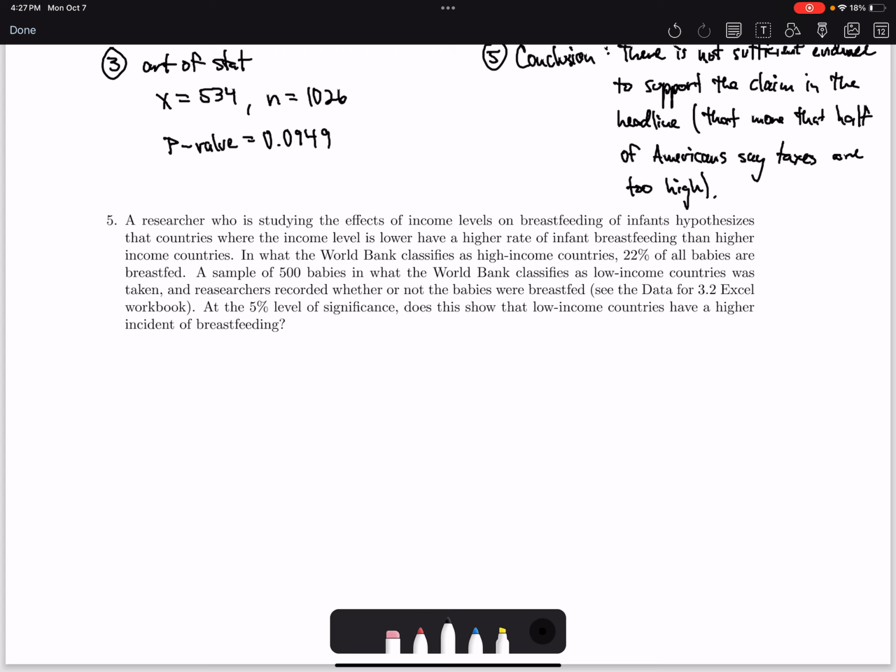And here I think it will be useful for you to use the data in the Excel workbook, because otherwise you're going to be having to type in a whole bunch of words into the calculator. But it says at the 5% level of significance, does this show that low-income countries have a higher incidence of breastfeeding? So I'll let you pause the video and see if you can work that out, state the hypotheses and the whole 9 yards. Okay, here's my solution.